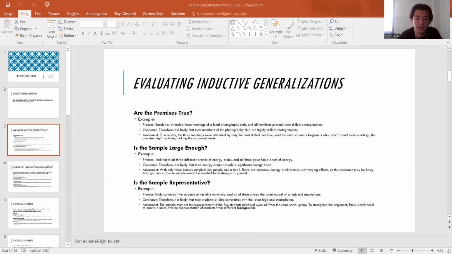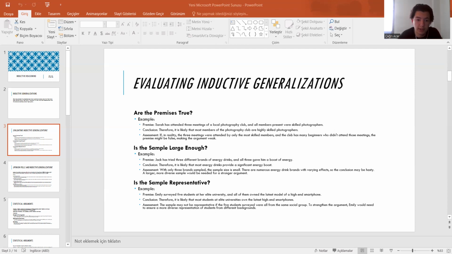Are the premises true? Like deductive arguments, inductive arguments require true premises for strength. A cogent inductive argument has all true premises that provide strong support for the conclusion. An example is given where a false premise weakens the argument, claiming most CEOs of Fortune 500 companies are women, when in fact they're mostly men.